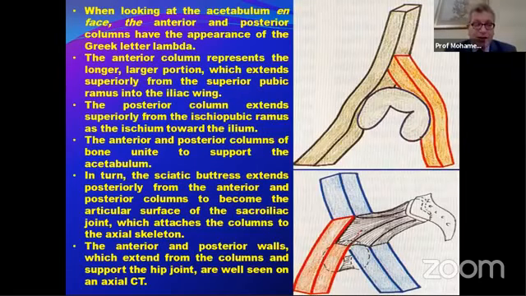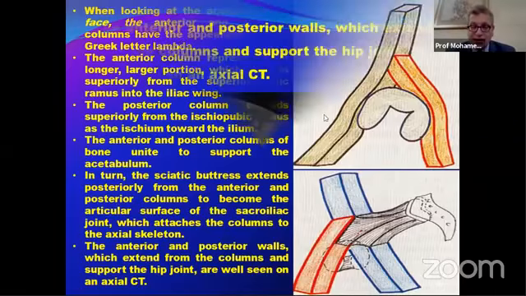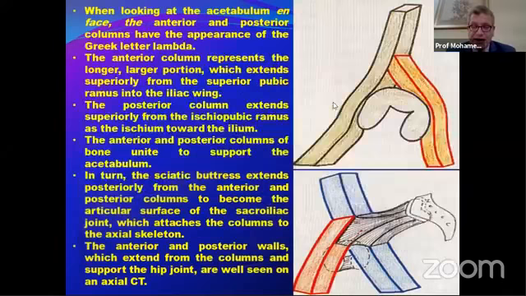When looking at the acetabulum en face, the anterior and posterior columns have the appearance of a Greek letter lambda. The anterior column represents the longer, larger portion, which extends superiorly from the superior pubic ramus into the iliac wing. This is the anterior column. The posterior column extends superiorly from the ischiopubic ramus, as the ischium, toward the ilium. The anterior and posterior columns of the bone unite to support the acetabulum.